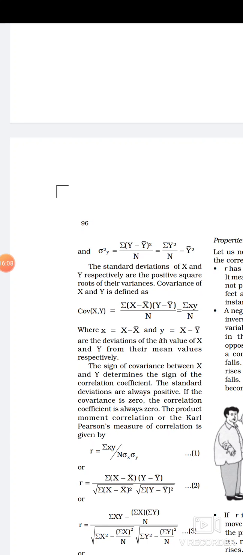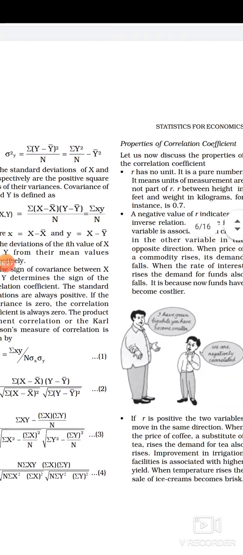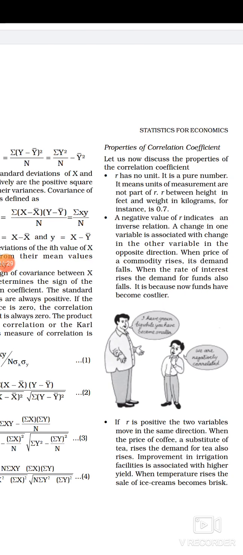The product moment correlation, or Karl Pearson's measure of correlation, is given by r equals summation xy divided by n into standard deviation of x and standard deviation of y. Here we represent some formulas. Now let us discuss the properties of correlation coefficient.